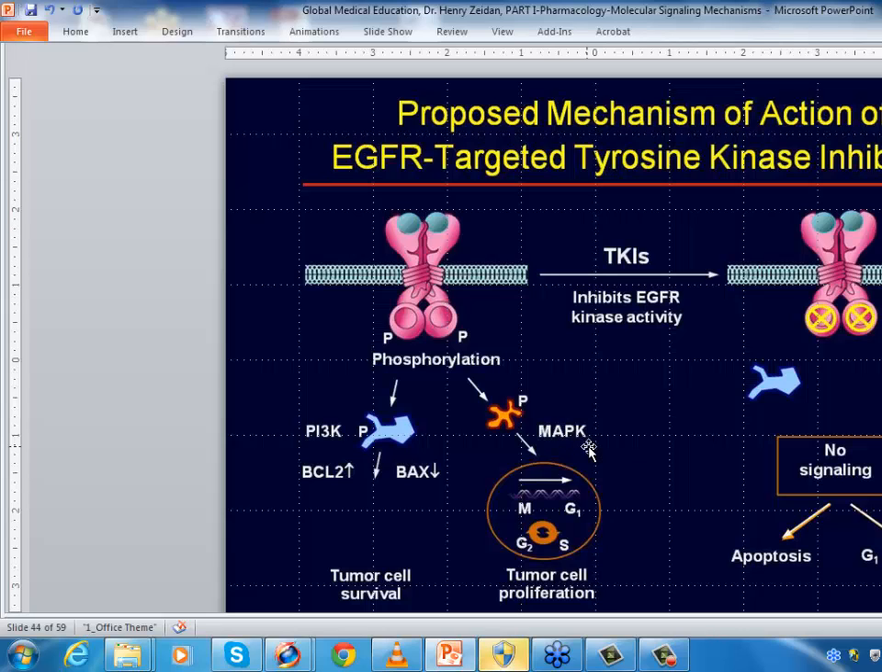So this is what you have here, the proposed mechanism of action of EGFR targeted tyrosine kinase inhibitors. This is what you saw in the previous slide. That's a mechanism of phosphorylation that deals with abundant DNA synthesis when you have a mutation, so you're dealing with tumor cell proliferation. The whole idea here is to block this phosphorylation reaction from taking place, and that's where you can put those GI at a rest stage, so you're not producing any of those signals.